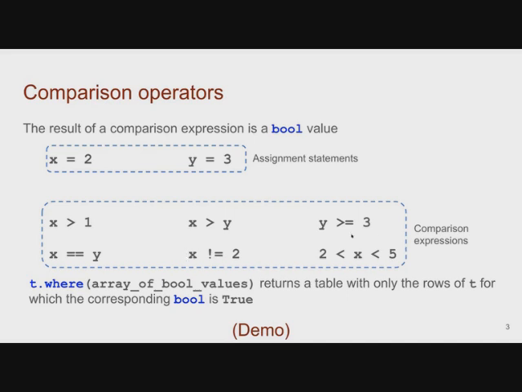Okay, this last one is kind of funky. And this is actually perfectly valid syntax in Python. What it's saying is this whole expression will be true, right? We'll evaluate x, and if x is less than 5 and greater than 2, then that expression will be true. Okay? So those are kind of the comparisons.